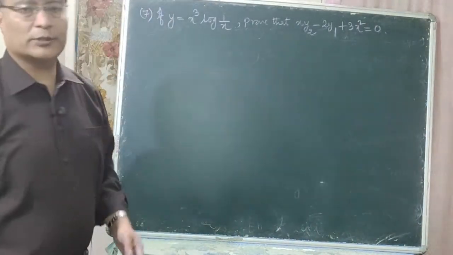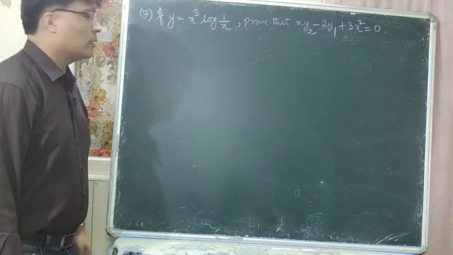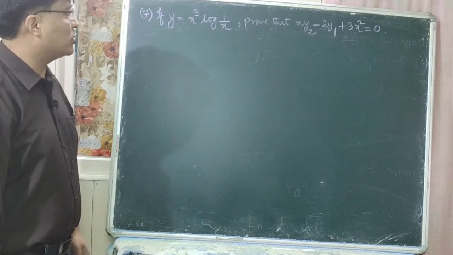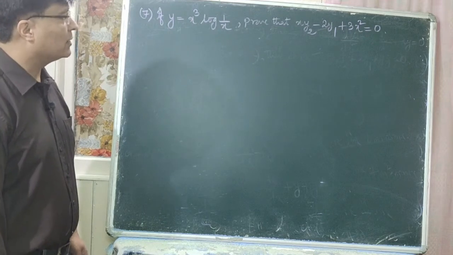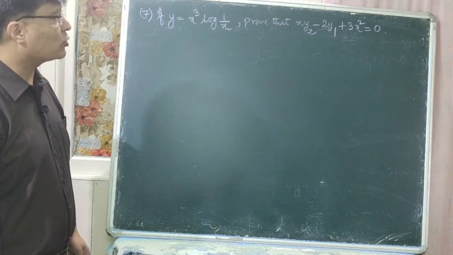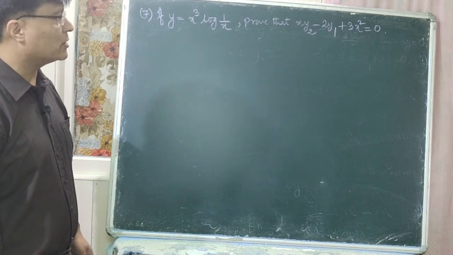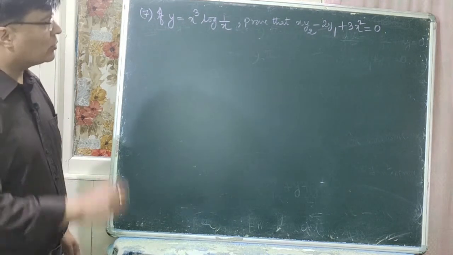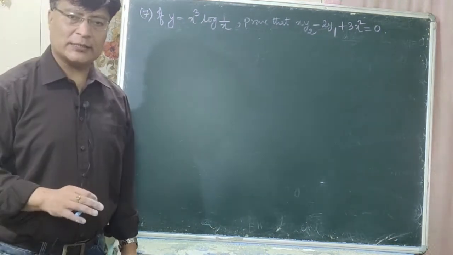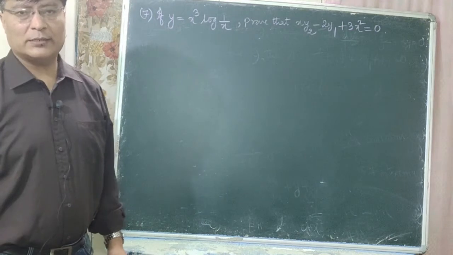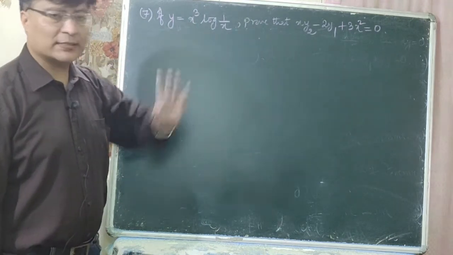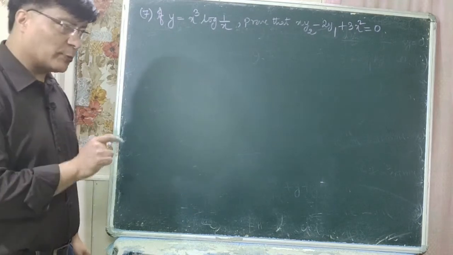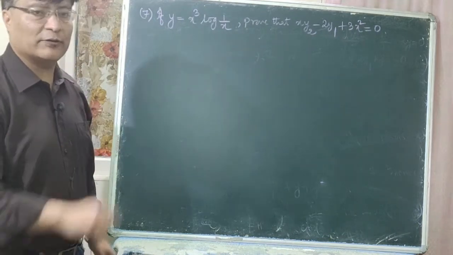So now we'll do the next question, that is question number 7. If y is equal to x cube log of 1 by x, prove that x y2 minus 2y1 plus 3x square is equal to 0. As you know that y1 is dy by dx and y2 is d2y by dx square. Okay, so from given you have to prove that relation. So let us prove it directly from the given relation.